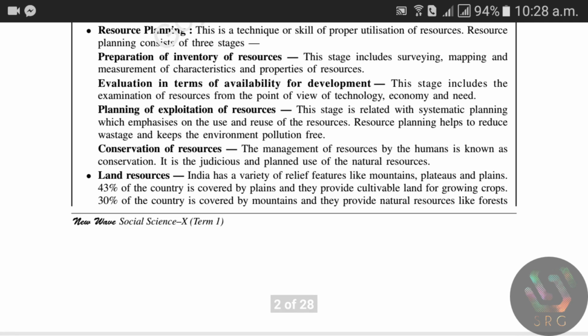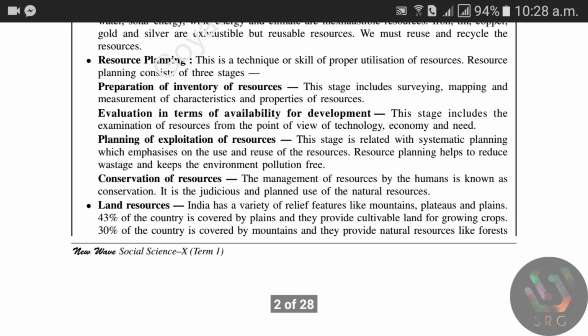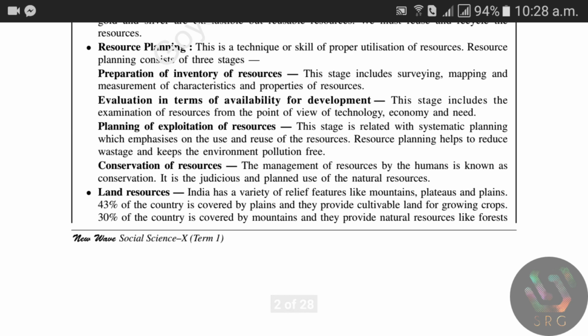Planning of exploitation of resources. This stage is related with systematic planning, which emphasizes the use and reuse of resources. Let me read it again to you because I did not understand, to be precise. Planning of exploitation of resources, okay? This stage is related with systematic planning, which emphasizes the use and the reuse of resources. Resource planning helps to reduce wastage and keeps the environment pollution free. Okay, now this makes some sense.